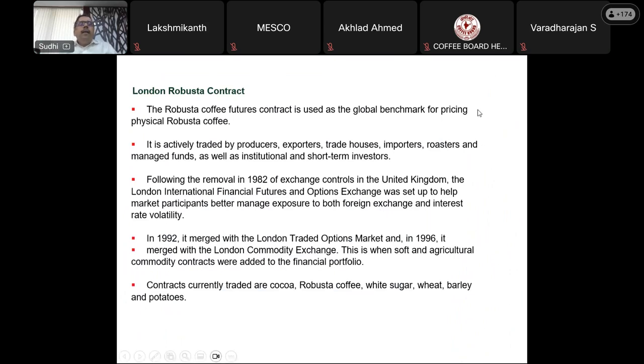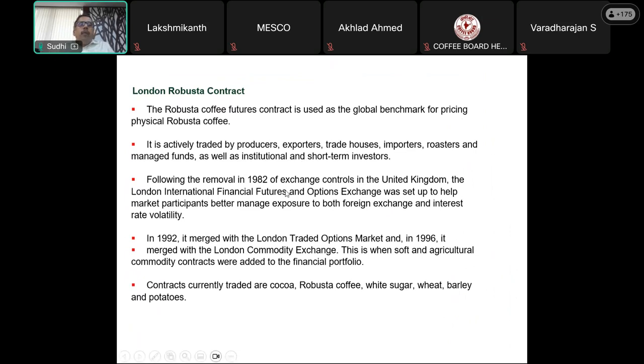So I will get back a little into the contract. What is the London Robusta contract? The Robusta coffee future contract is used as a global benchmark for pricing of the physical Robusta coffee. It is actively traded by producers, exporters, trade houses, importers, roasters, management, as well as institutional and short-term investors. So all these participants are actively participating in this future market, and they use this as a tool to control their price risk.